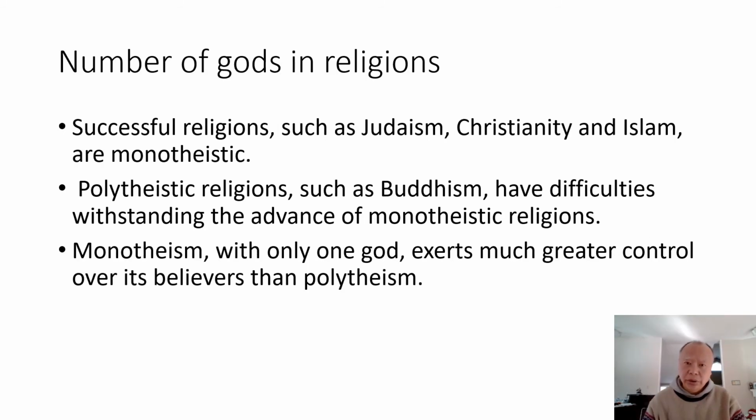Number of gods in religions. Successful religions, such as Judaism, Christianity, and Islam, are monotheistic. Polytheistic religions, such as Buddhism, have difficulties withstanding the advance of monotheistic religions. Monotheism, with only one god, exercises much greater control over its believers than polytheism.